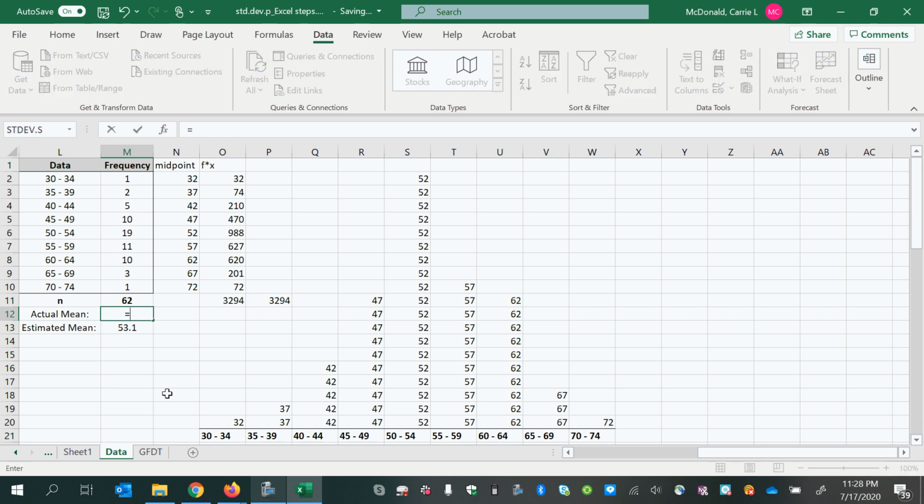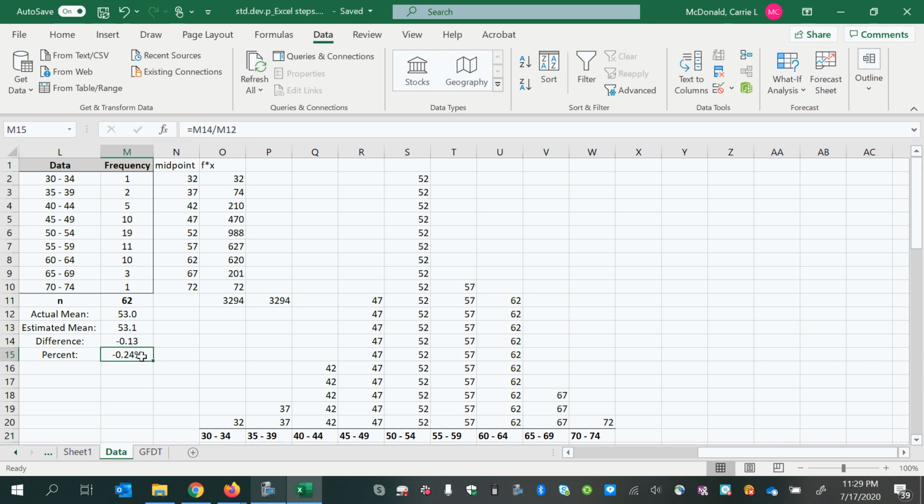Now, the actual mean we know is 53. The difference is the actual mean minus the estimated mean. And we can see a percent difference or a percent change, using the difference we have divided by the actual mean. So what we see here is 0.24% of change there. And whenever we have a percent change that's 5% or less, we consider it to be insignificant. So this is one way we can assess whether or not we have a good estimate.